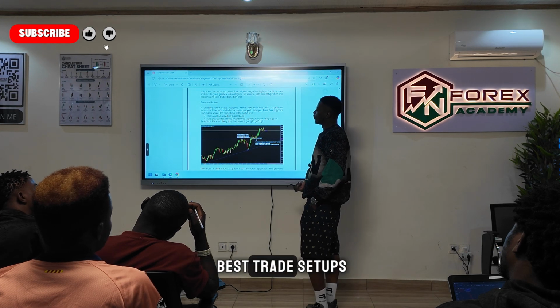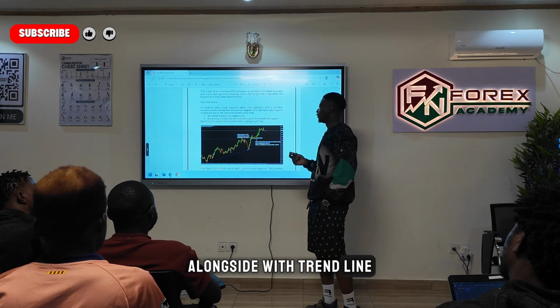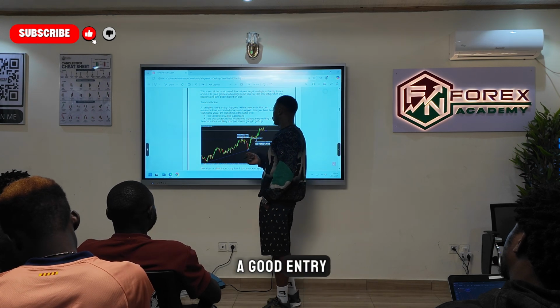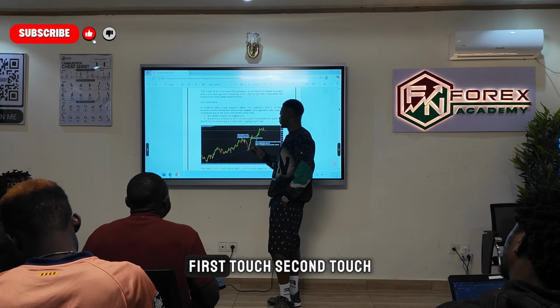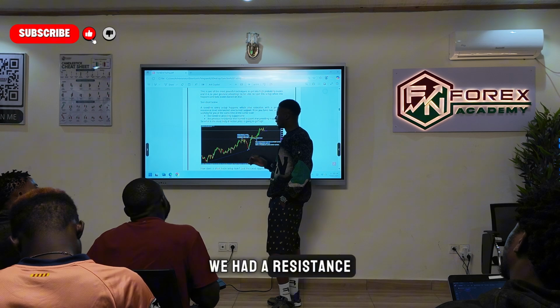Now you get the best trade setups where you combine support and resistance alongside a trend line. You get a valid, good entry. So right here we have our trend line: first touch, second touch. On the third touch, we had a resistance level here.